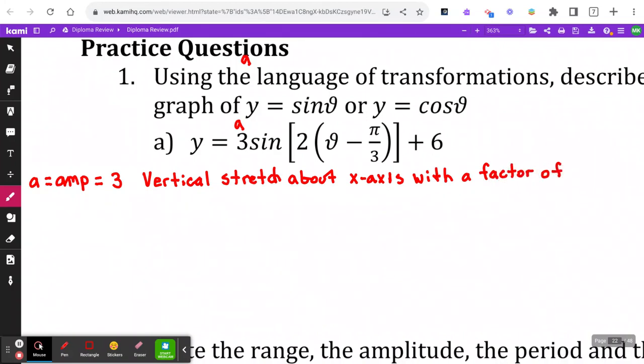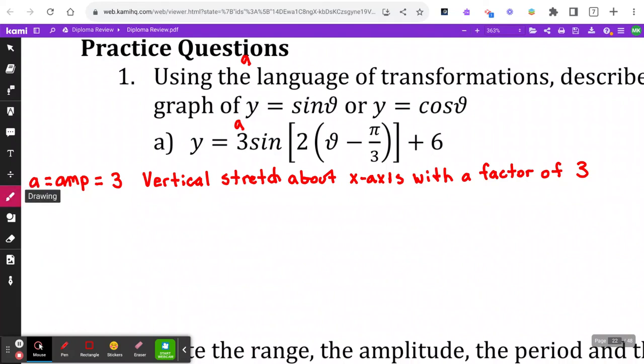Keywords you need to have: you have to say vertical stretch, not VS. You do have to say about the x-axis somewhere in your sentence, and you need to say factor of 3 somewhere in your sentence. What if you had the wrong order? You can say vertical stretch by a factor of 3 about the x-axis. As long as you say factor of 3, x-axis, vertical stretch, you're going to be golden. By a factor of 3 is a much nicer wording.